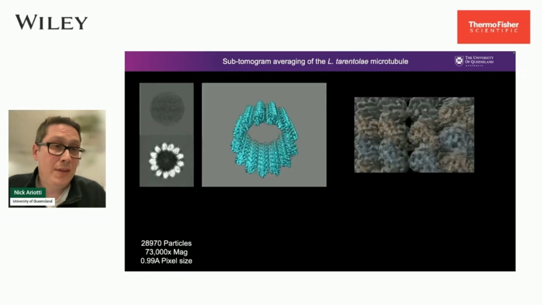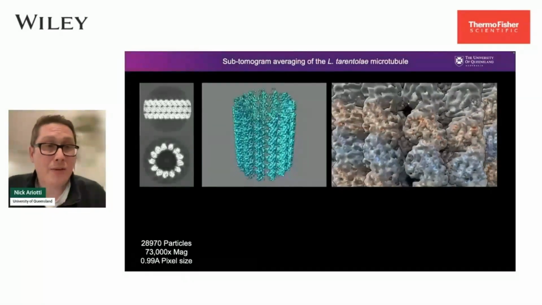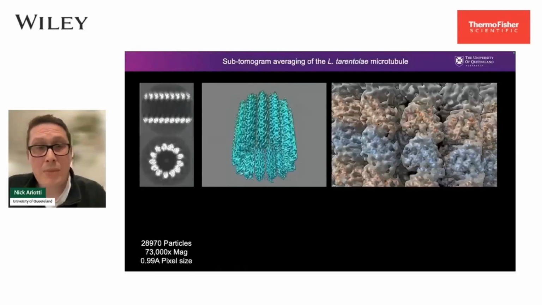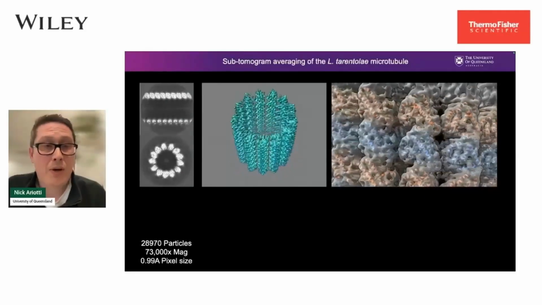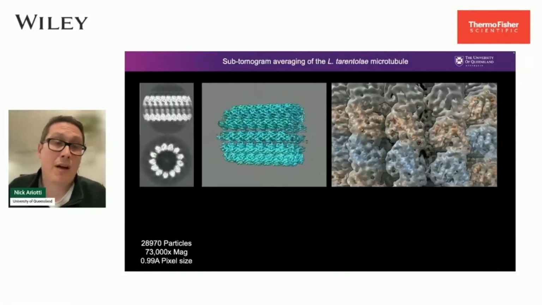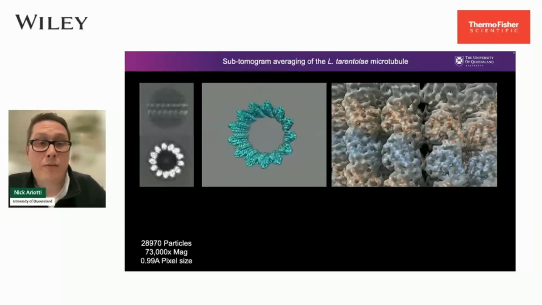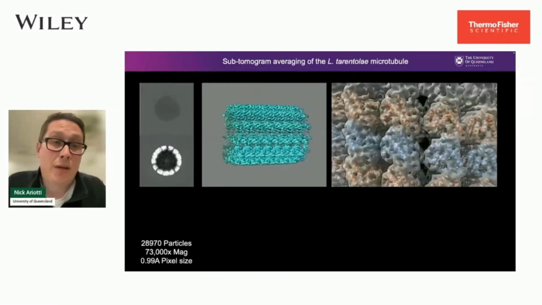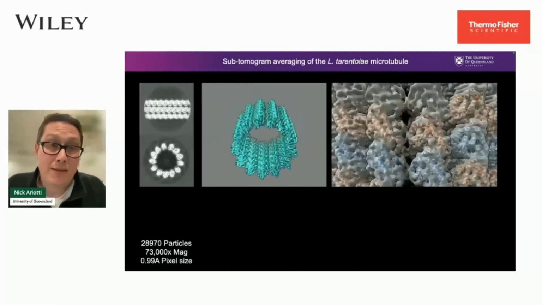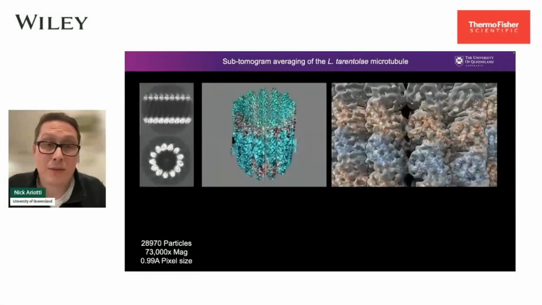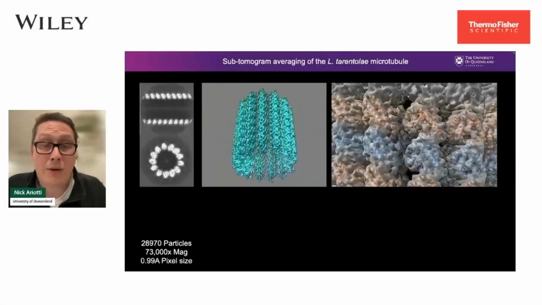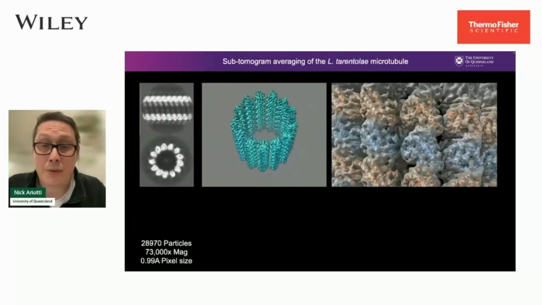What I hope you can see here in blue is the density of our reconstruction, our map, and on the panel on the right, we've got the blue and the orange. These are AlphaFold models of alpha and beta tubulin that we are able to dock into our protein density. So we used AlphaFold because this is Leishmania tarentolae alpha and beta tubulin.